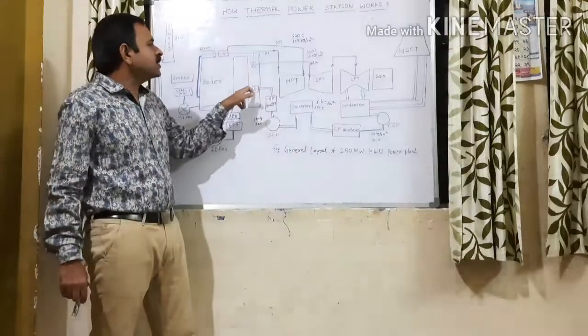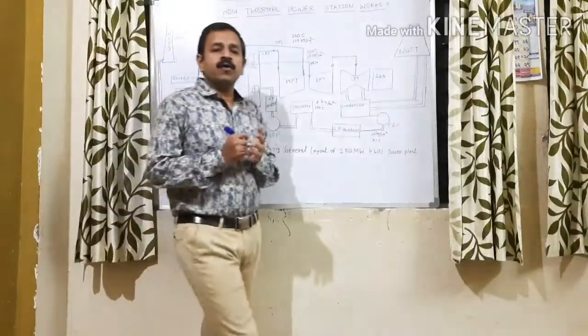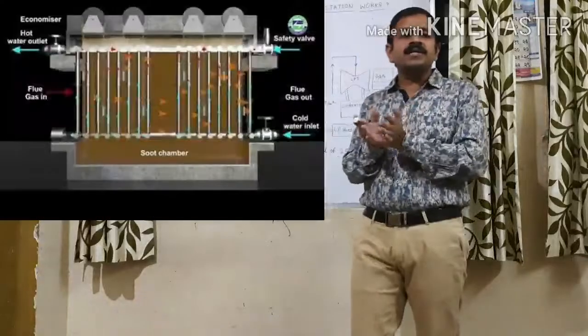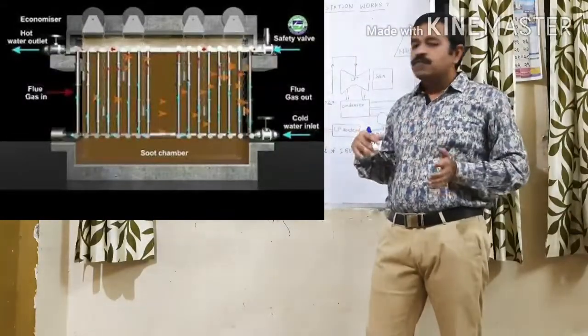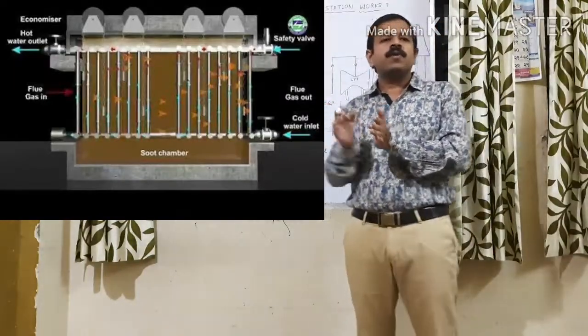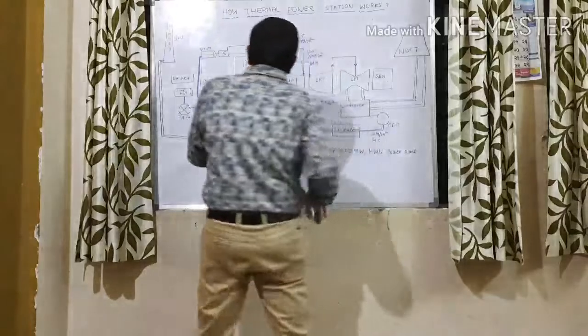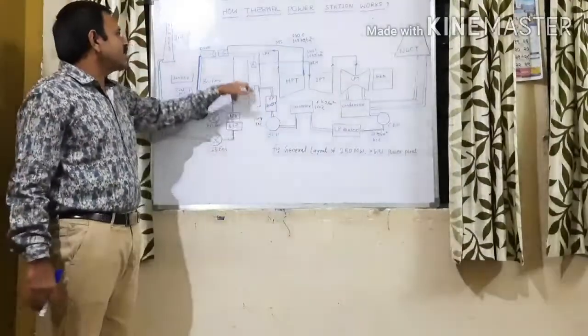This water goes to the drum via the economizer. Now what is the economizer? Economizer is a heat exchanger in which the feed water gets energy from the flue gases. The feed water gets heat from the flue gases. Here also the temperature increases, and after the economizer this DM water is sent directly toward the drum.